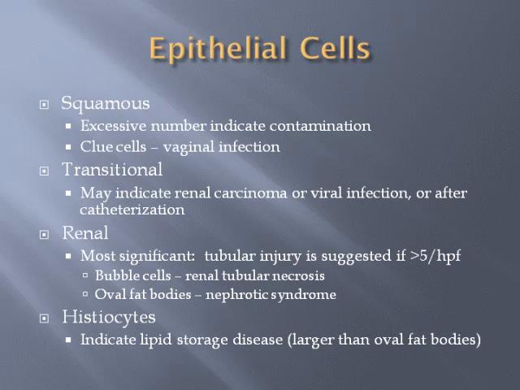Renal epithelial cells are probably the most clinically significant. They suggest tubular injury if there are greater than 5 of them per high-power field. Within the renal classification, you have things called bubble cells, which indicates renal tubular necrosis, and oval fat bodies, which suggest nephrotic syndrome. You can also see something called histiocytes in the urine, and they are a type of epithelial cell, and that indicates a lipid storage disease. And these are usually differentiated because they're larger than oval fat bodies.